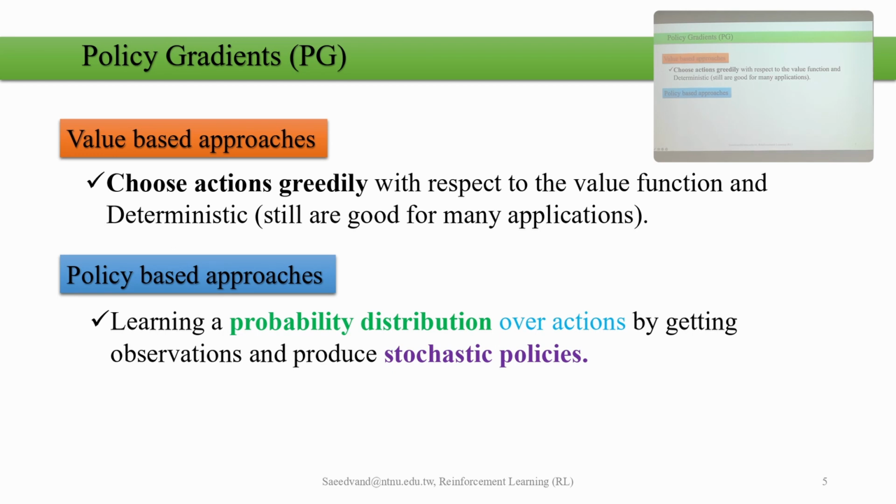On the other hand, apart from value-based approaches, in policy-based approaches, we are going to learn the probability distribution over actions. This can happen by getting the observation produced by stochastic policies. So what does it mean? You should think about this now to understand what is happening. I give you some time.